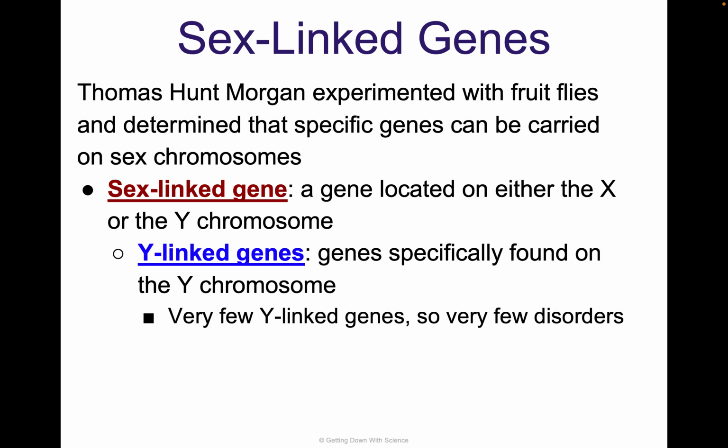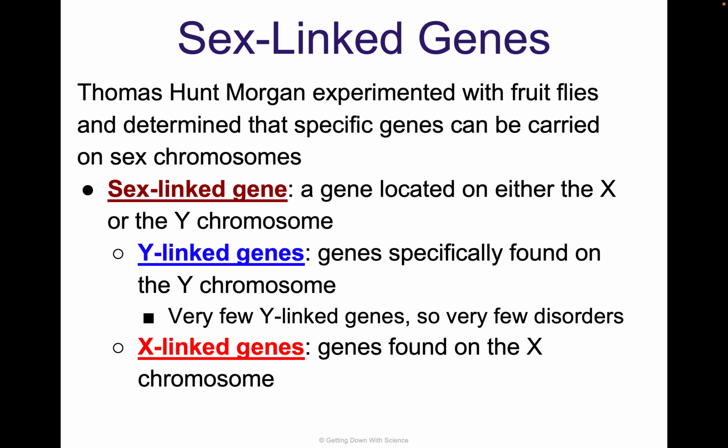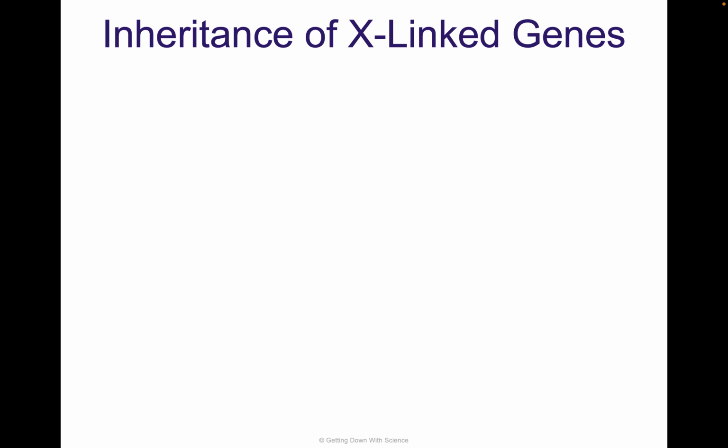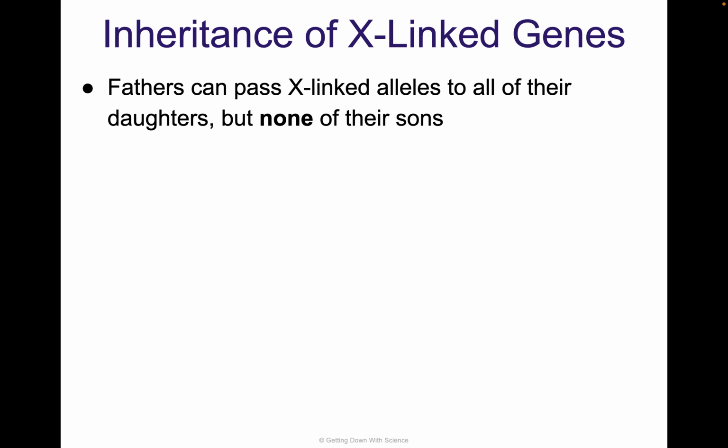One that we do know of is colorblindness, which is linked to the Y chromosome. Remember that males have that Y chromosome, whereas females do not. This is one of the reasons why men see a higher frequency of colorblindness than women. Very interesting stuff. There are quite a few X-linked genes, however, genes that are found on the X chromosome. So let's take a look at how we inherit those X-linked genes.